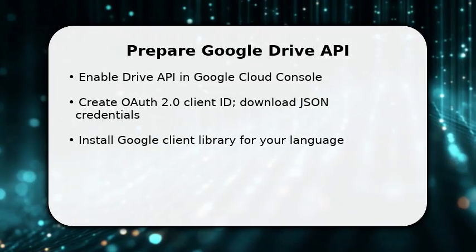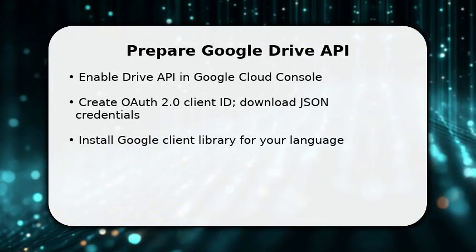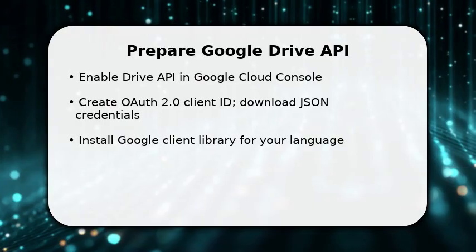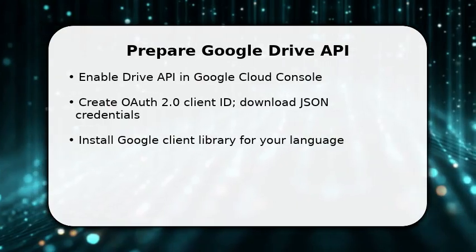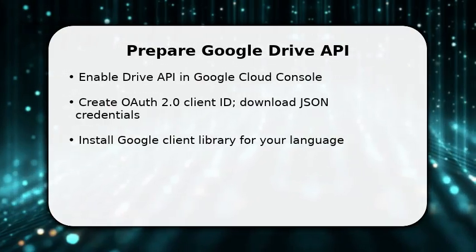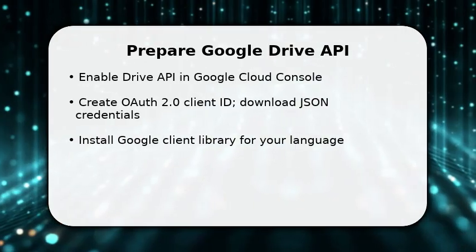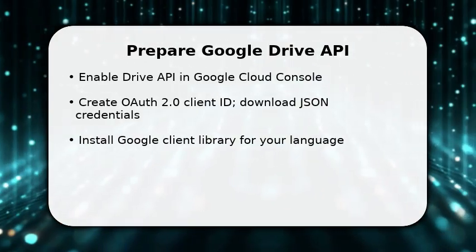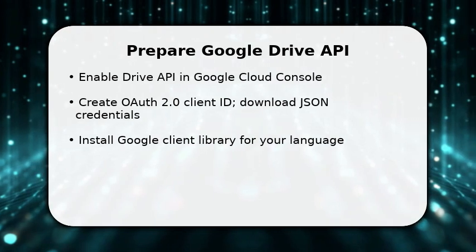Next, install the official Google client library for your environment so you can call the API without low-level HTTP work. Make sure to choose a service account for server-server automation or OAuth for user-scoped uploads. That decision determines subsequent token handling.